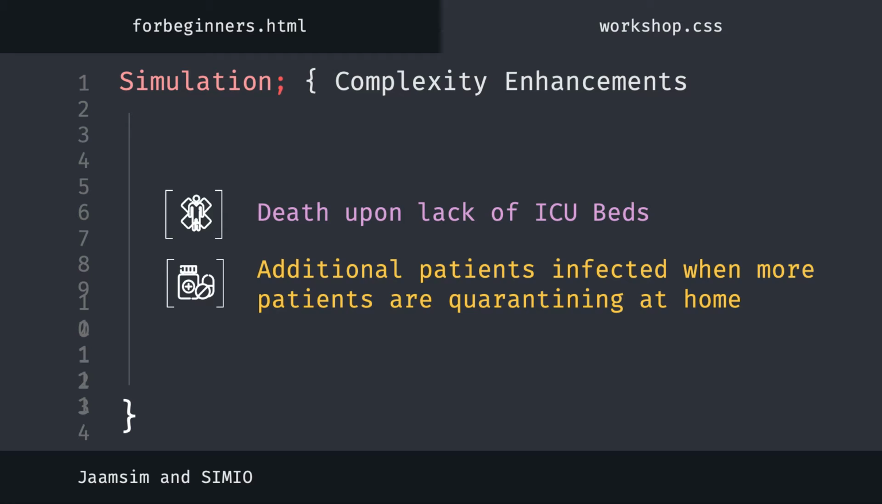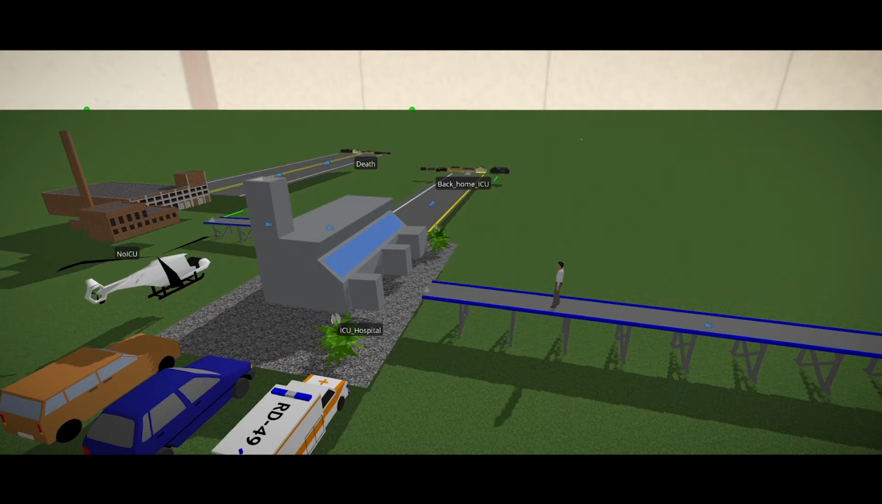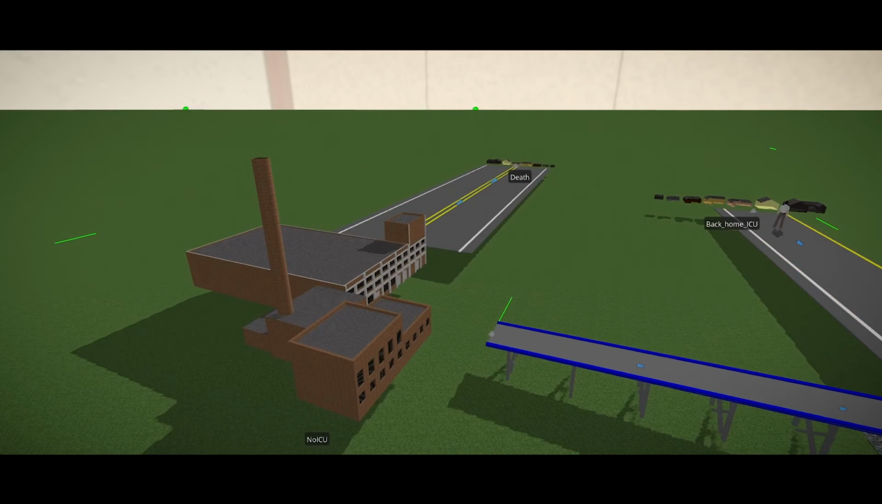Our simulation also features 2 complexity enhancements: death upon lack of ICU beds, and additional patients infected when more patients are quarantining at home. Upon the lack of ICU beds, every new entrant into the ICU immediately dies. Additional patients quarantining at home will increase the number of infected patients. Next, Kok Tong will be going through the analysis and insights from our simulation.